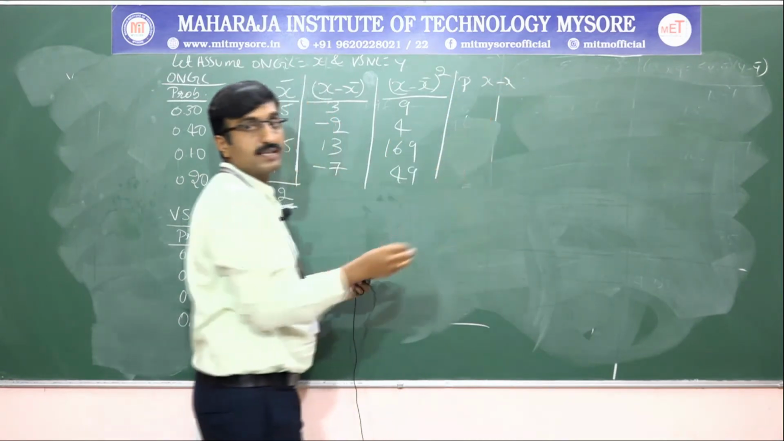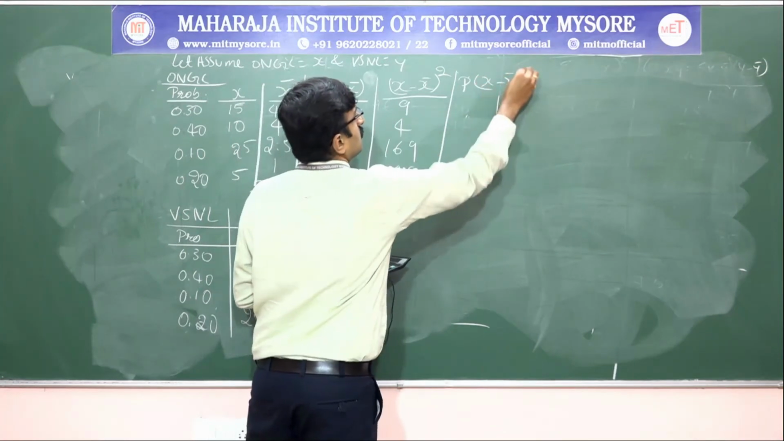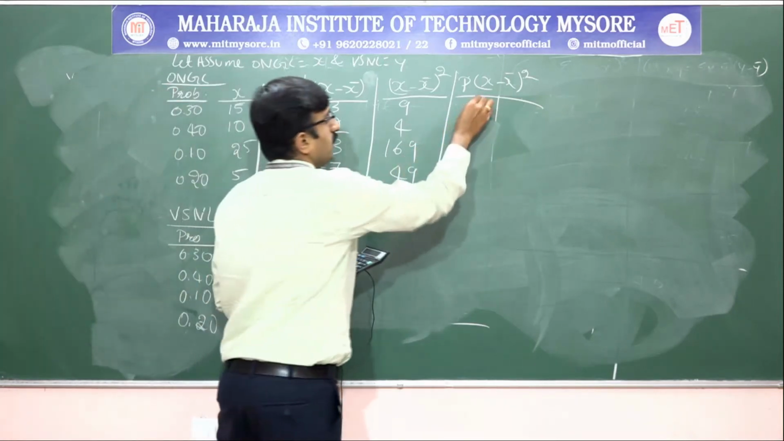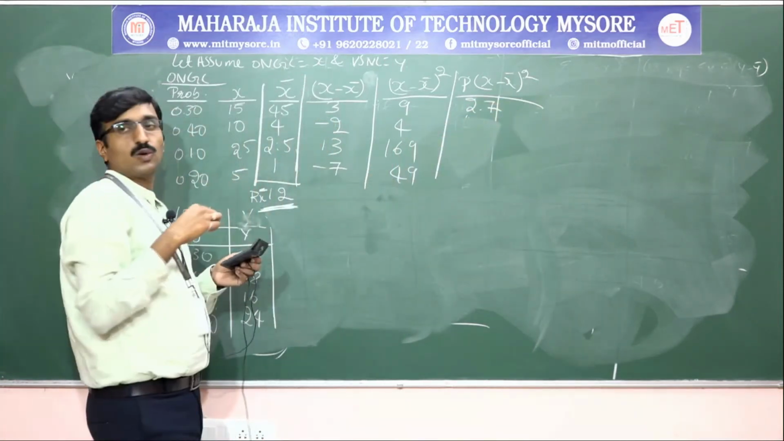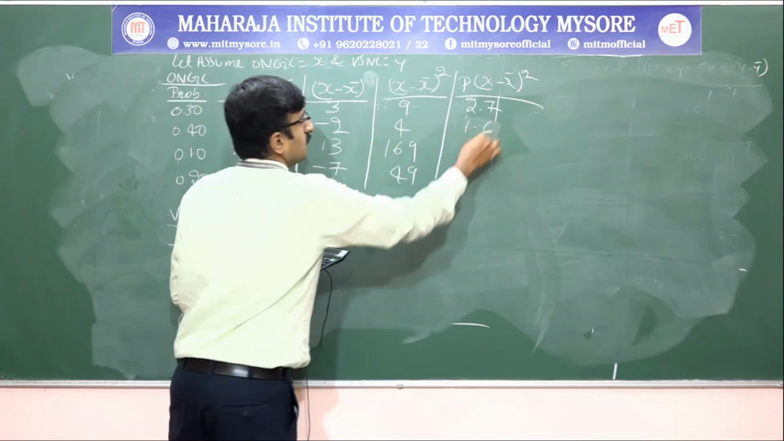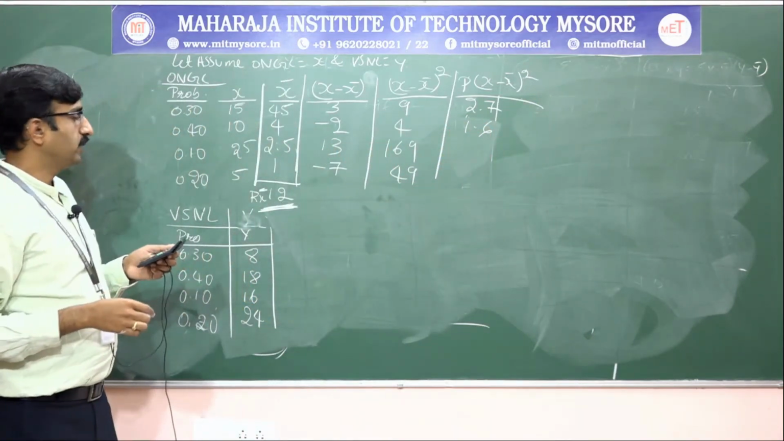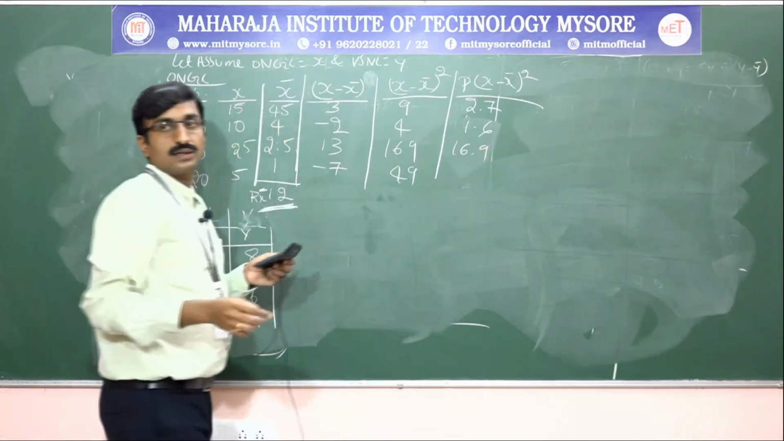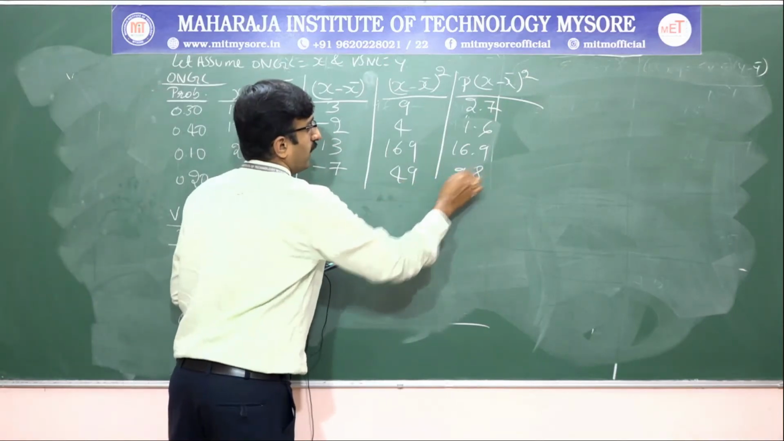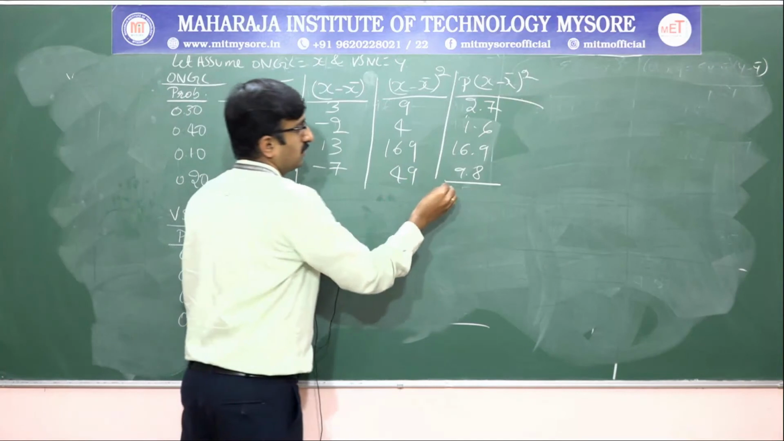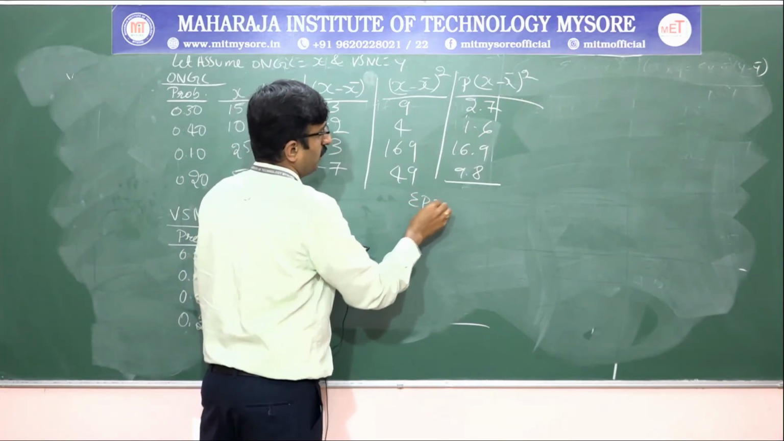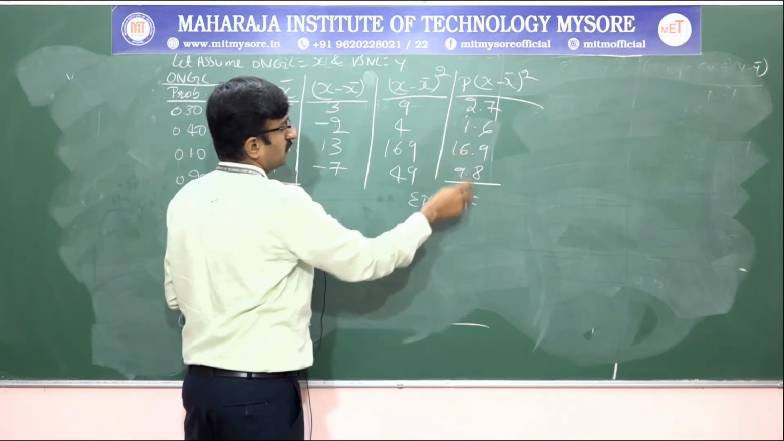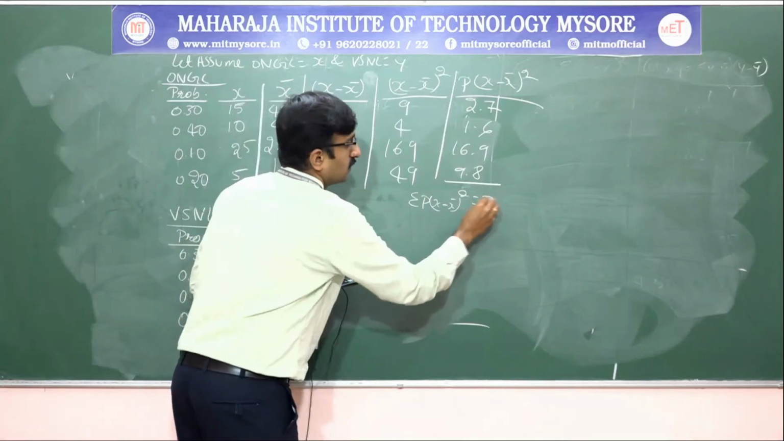Then you go for P into X minus X bar whole square. You multiply 9 into 0.30, you will get 2.7, then 4 into 0.40, you will get 1.6, then 169 into 0.10, you are going to get 16.9, then you are going to get 9.8. So, total of this is called as sigma P X minus X bar whole square. So, how much you will get? You are going to get 31.